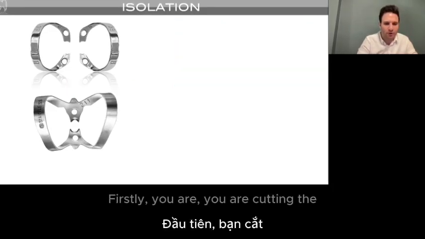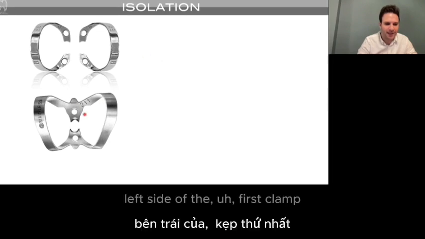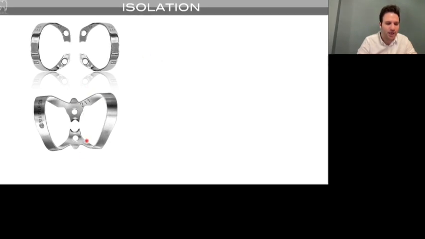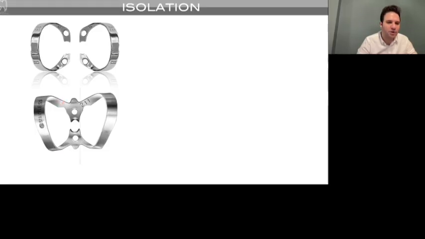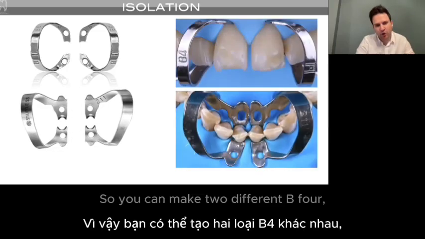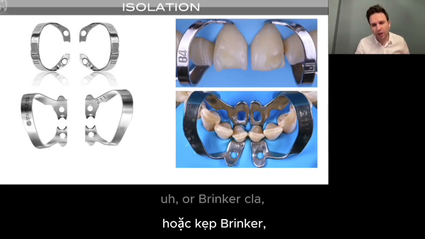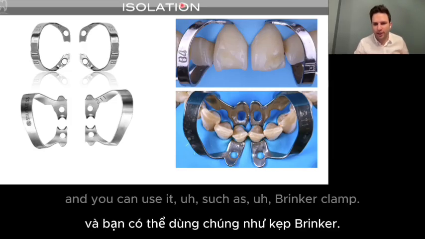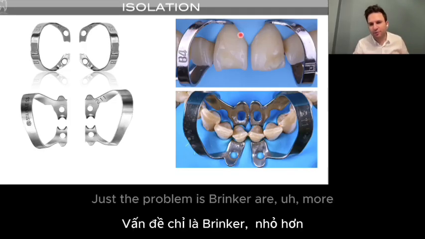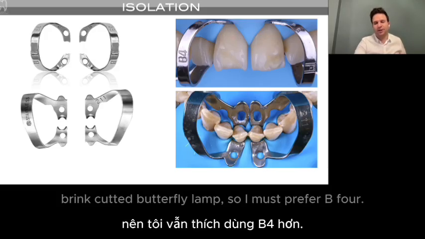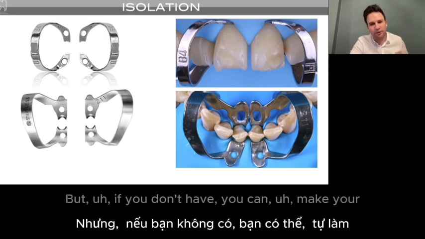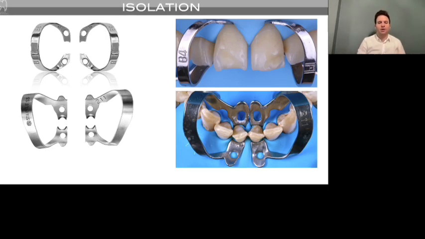Firstly, you cut the left side of the first clamp, and for the second clamp, you cut the right side of the clamp. So you can make two different B4 or Brinker clamps, and you can use them as Brinker clamps. The only problem is that Brinker clamps are smaller than those cut butterfly clamps. So I mostly prefer B4, but if you don't have it, you can make your Brinker clamp yourself.